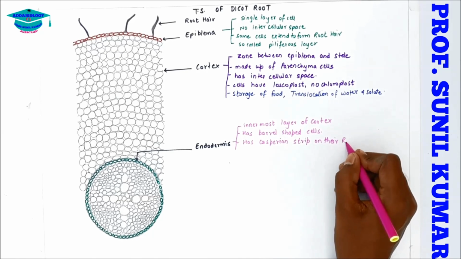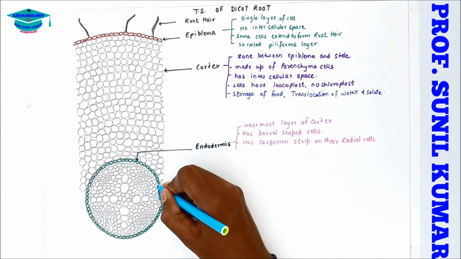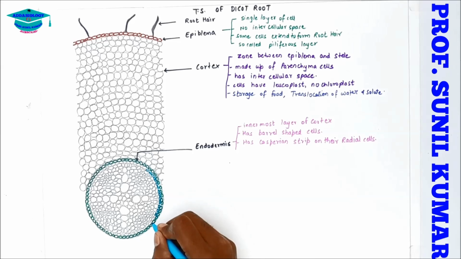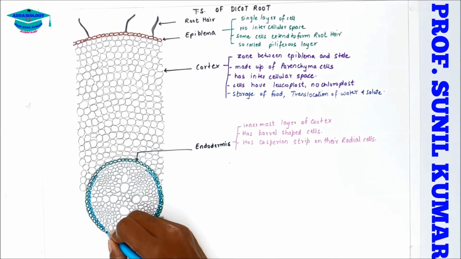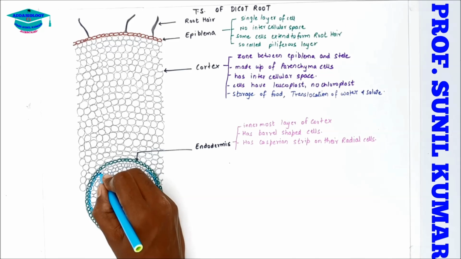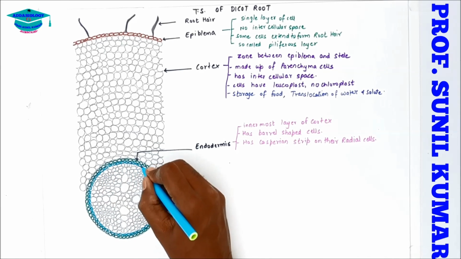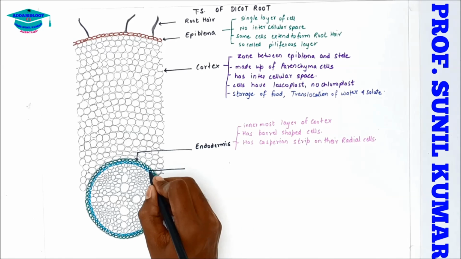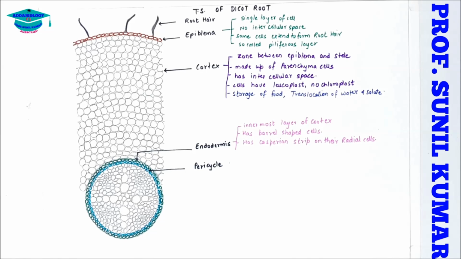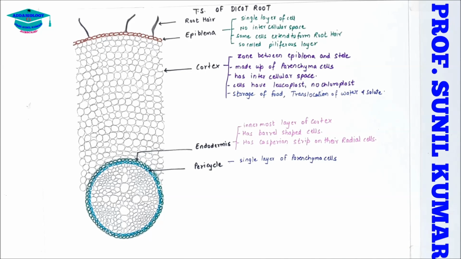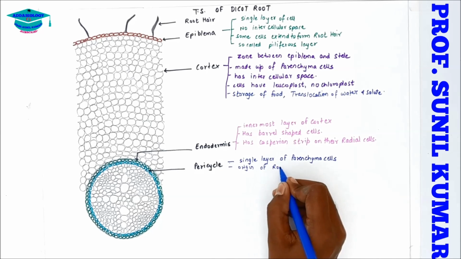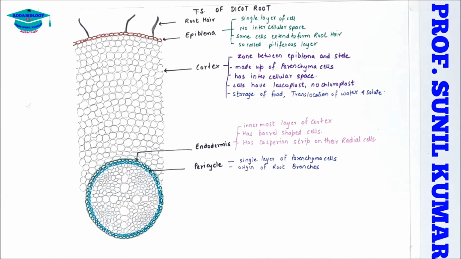This Casparian strip plays a very important role in the transmembrane pathway for transport of water, and the Casparian strip actually blocks the water from entering the xylem, and in this way the transfer of water is maintained. Below the endodermis, this layer of cells we are drawing is called pericycle. A very important thing: the pericycle is a single layer of parenchyma cells. This pericycle is the origin of root branches, and inner to pericycle we are going to have the vascular bundle.